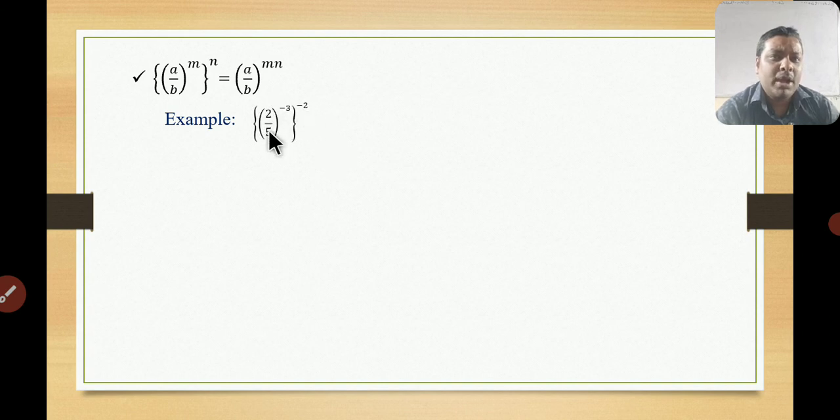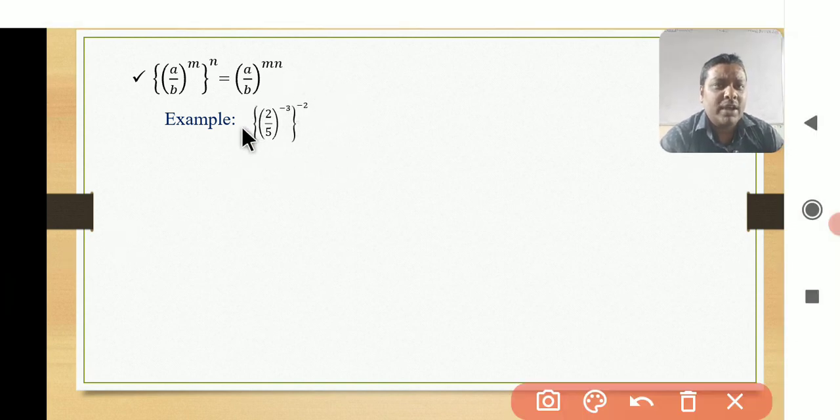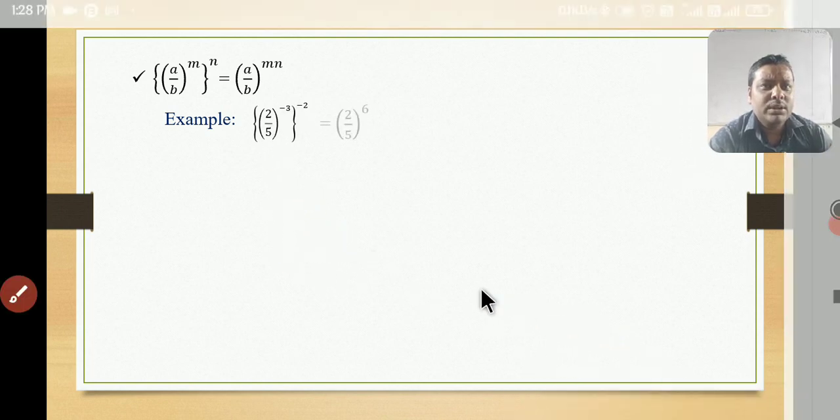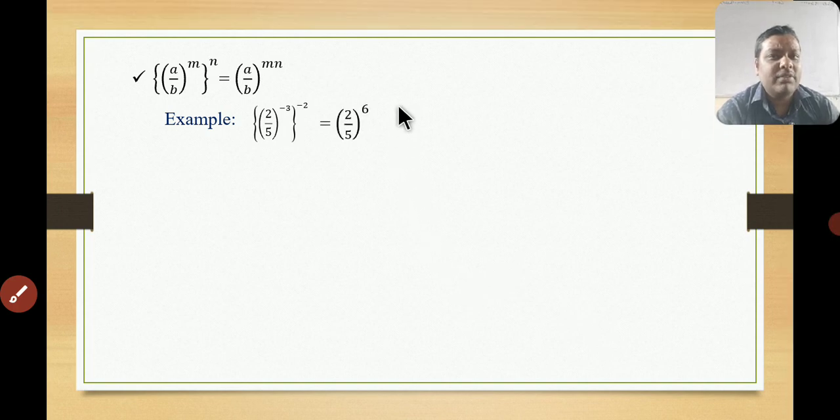Now if 2 by 5 has a power minus 3 and then to the power minus 2, in that case it is a multiple power. It means we will write 2 by 5 as the single base, and minus 3 into minus 2. Minus minus will be plus, and 3 into 2 will be 6. It means we can write 2 by 5 to the power 6. That is the value of this.